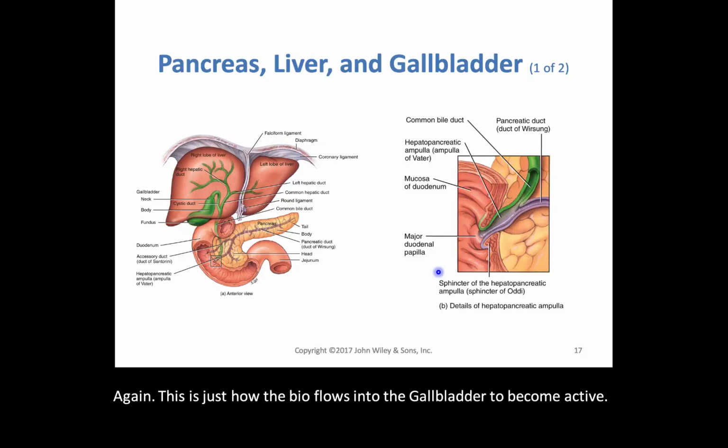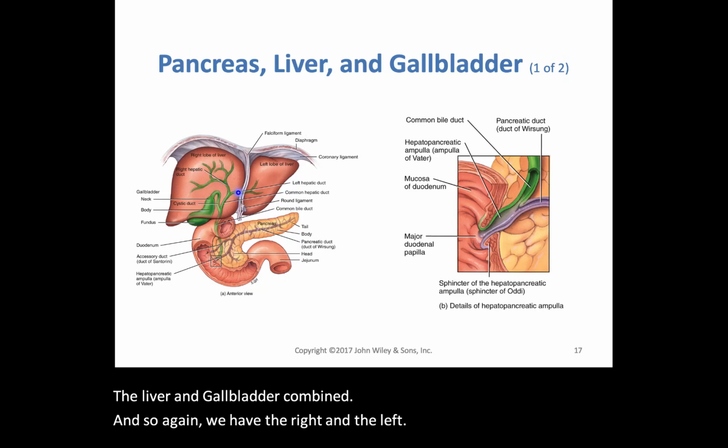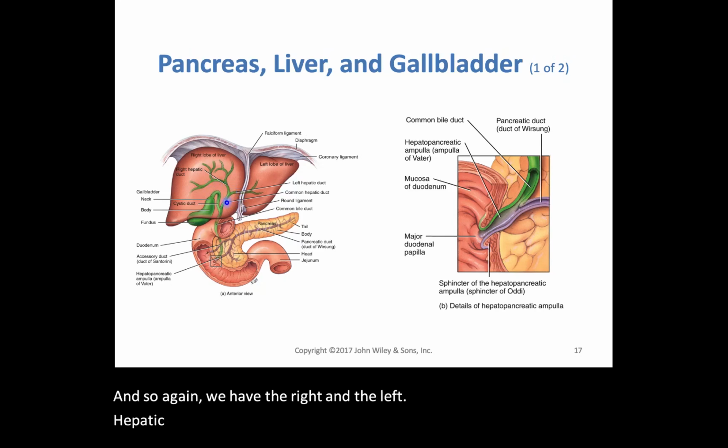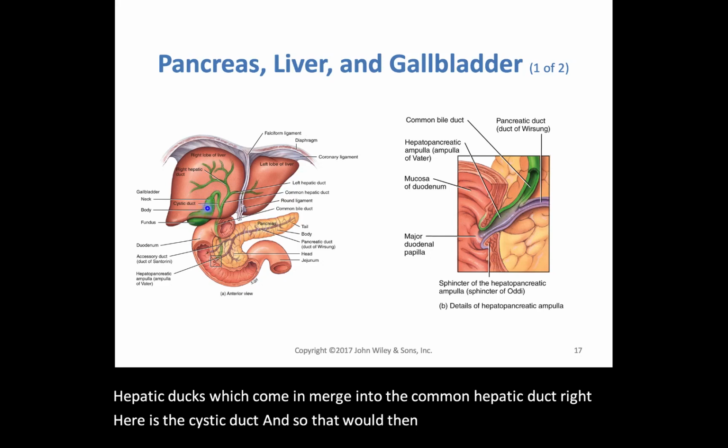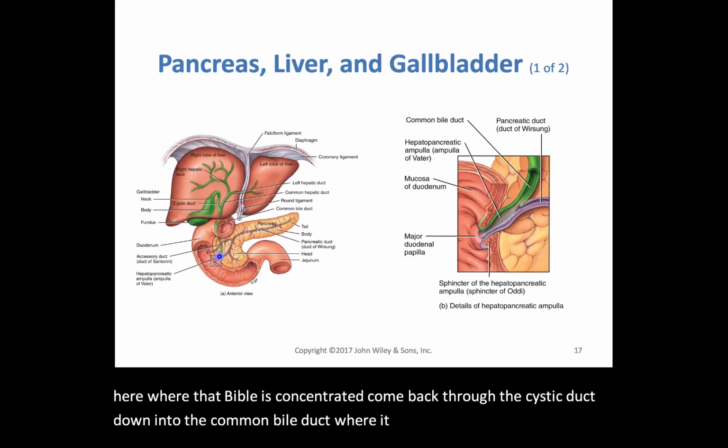And this here is simply the anatomy of the liver and the gallbladder combined. Right? And so again, we have the right and the left hepatic ducts, which come and merge into the common hepatic duct. Right here is the cystic duct, and so that would then flow into the gallbladder here, where that bile is concentrated, come back through the cystic duct down into the common bile duct, where it merges into the pancreas.